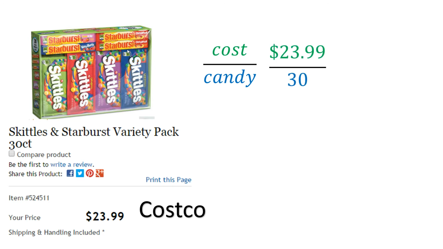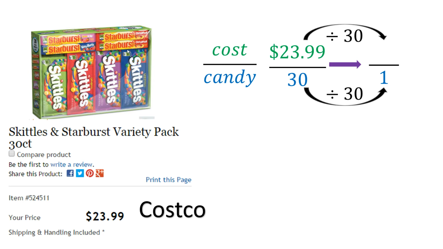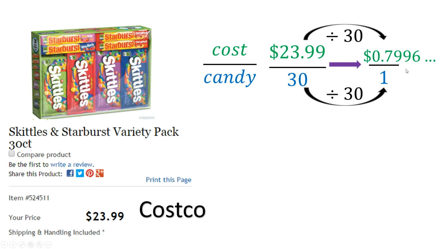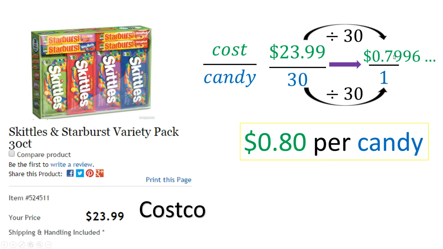So we're going to start this off as $23.99 over 30. Got to get that 30 to become a 1 so we can find the cost of 1 candy. So divide by 30 in both, and you get 0.7996, and it's going to repeat forever on the calculator. So in the real world, we need to round to the nearest cent. We go over here. This rounds up to 80 cents. So for the Costco pack of candy, it's 80 cents per candy.